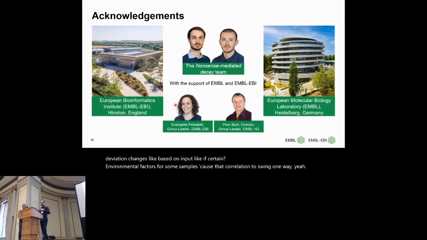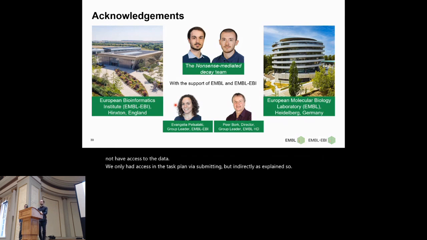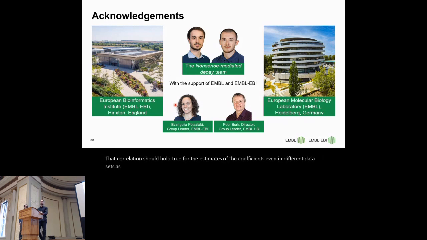So just to be clear, in the second task, it's purely a conceptual exercise because we did not have access to the data. We only had access in task 1 via submitting, but indirectly, as explained. So that correlation should hold true for the estimates of the coefficients, even in different data sets, as long as the same things have been measured. And in the same data set, the true coefficients would be assumed to be just the same, in the absence of interaction.